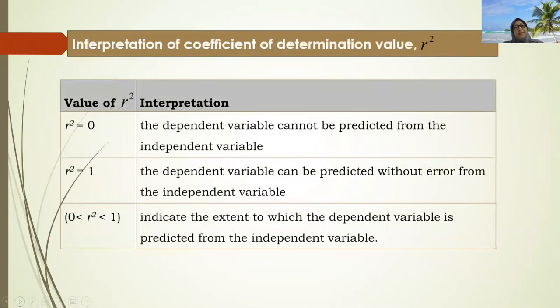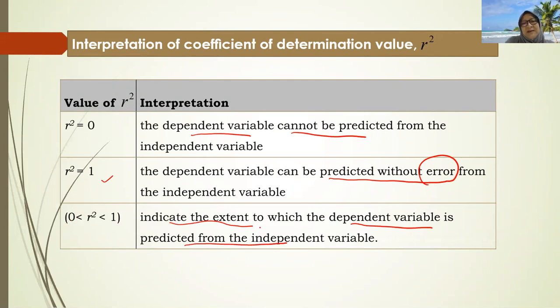Next, how do we interpret? For example, if R squared is equal to 0, that means the dependent variable cannot be predicted from the independent variable. If it is equal to 1, then the dependent variable can be predicted without error from the independent variable. Normally this is a very ideal case, but normally the value of R squared is between 0 and 1, either close to 0 or close to 1. So it indicates the extent to which the dependent variable is predicted from the independent variables. That is how we interpret.